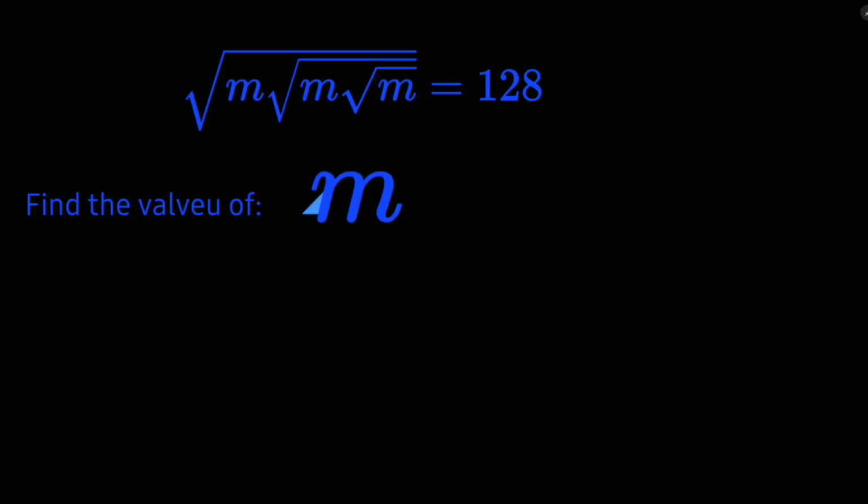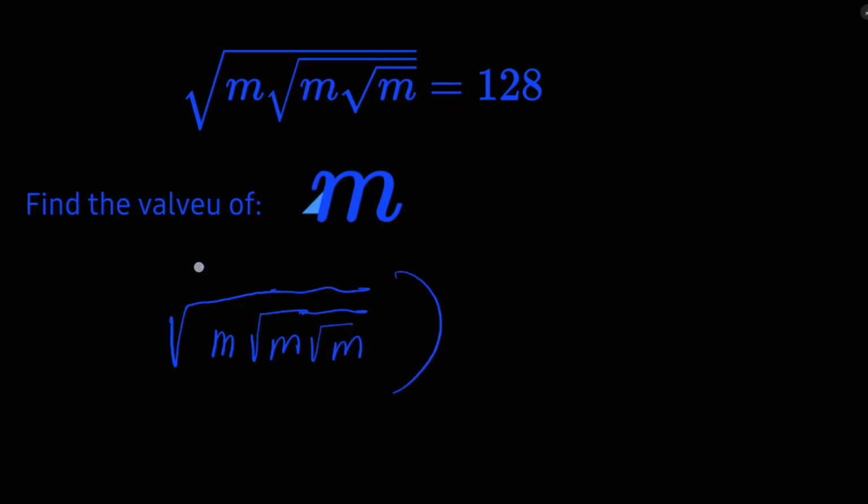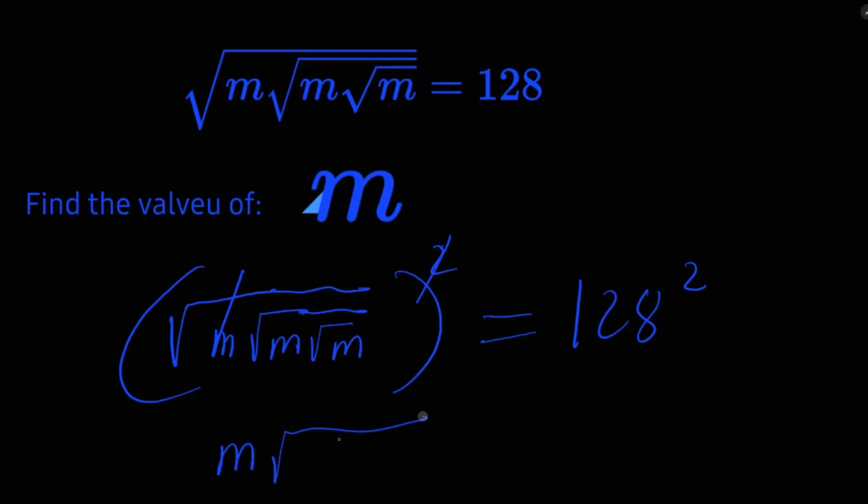We are going to start by squaring to get rid of the square root, which will give us the square root of m times the square root of m times the square root of m, all squared, is equal to 128 squared. We see that the square root cancels with the square, so this gives us m root m root m is equal to 128 all squared.